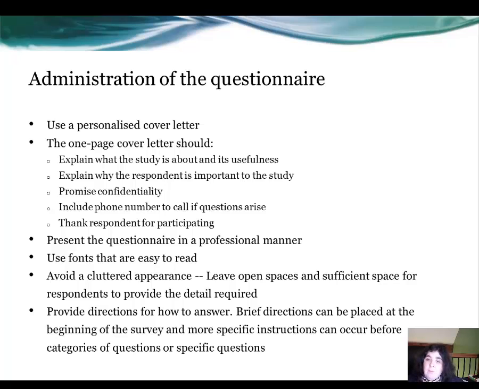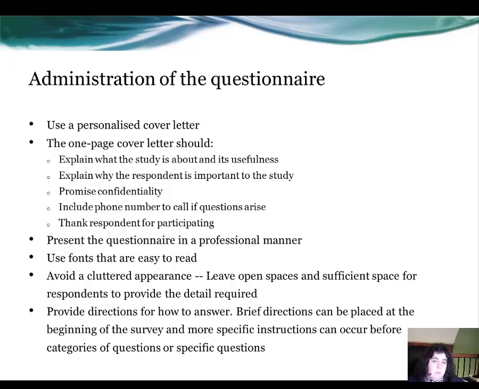Now, I had that in my own survey, and I was actually surprised for my PhD, the number of people who did ring me to find out, was I a real person? Was I a company trying to gather information or whatever? At the end of your one-page cover letter, thank the respondent for participating, but also don't forget to tell them how to actually respond. Do they complete the stamped addressed envelope that you've included? Or are you going to call back and collect the questionnaire or whatever?